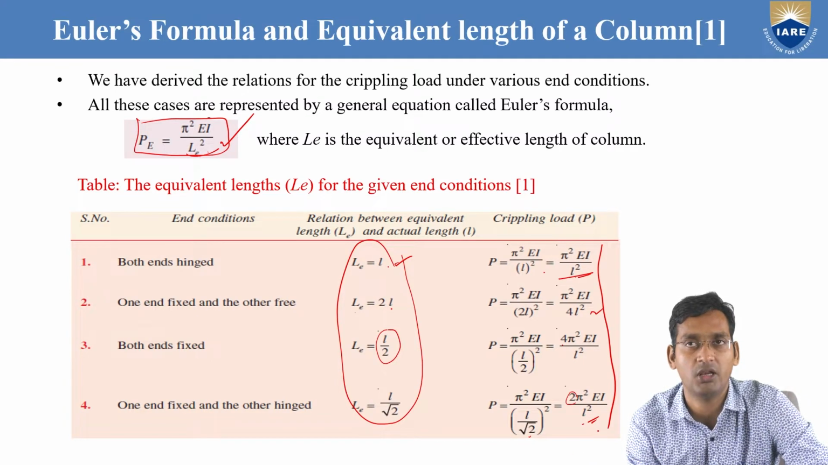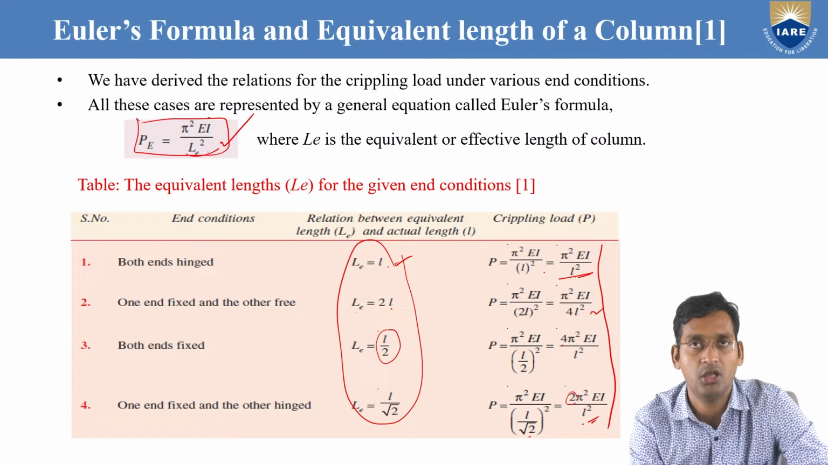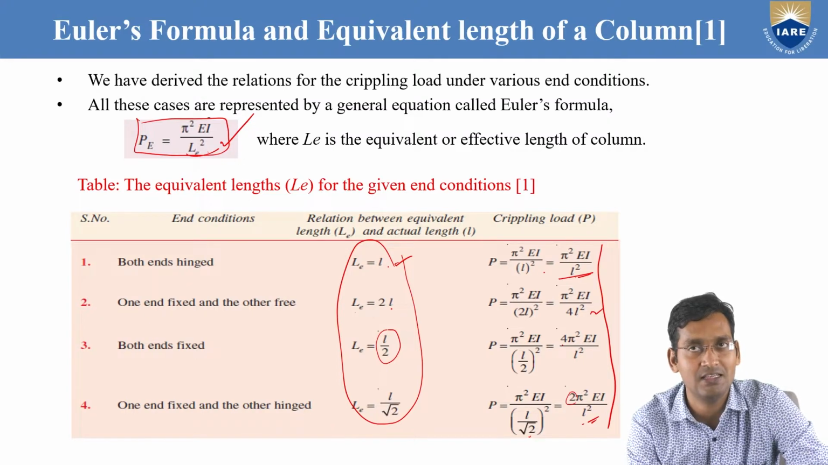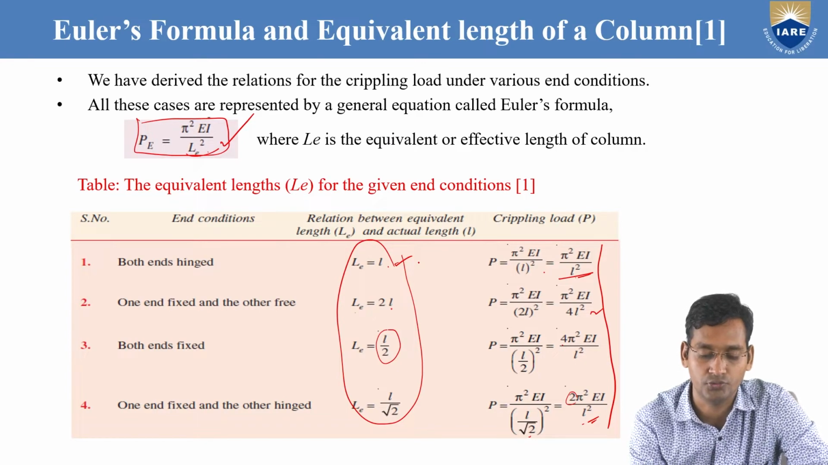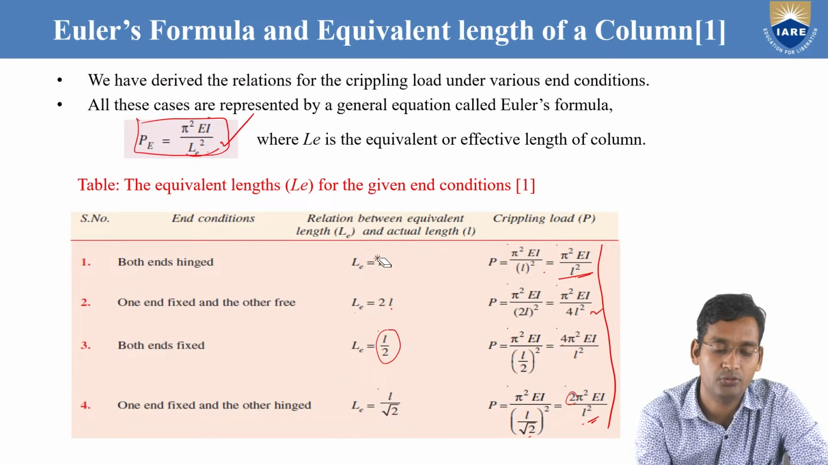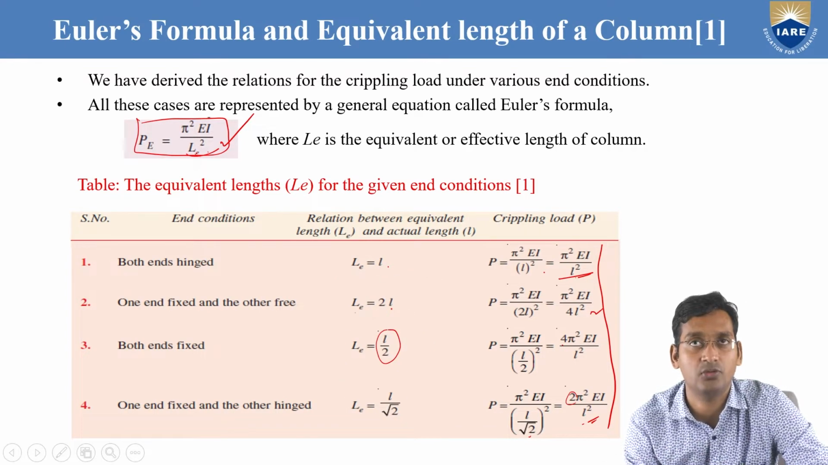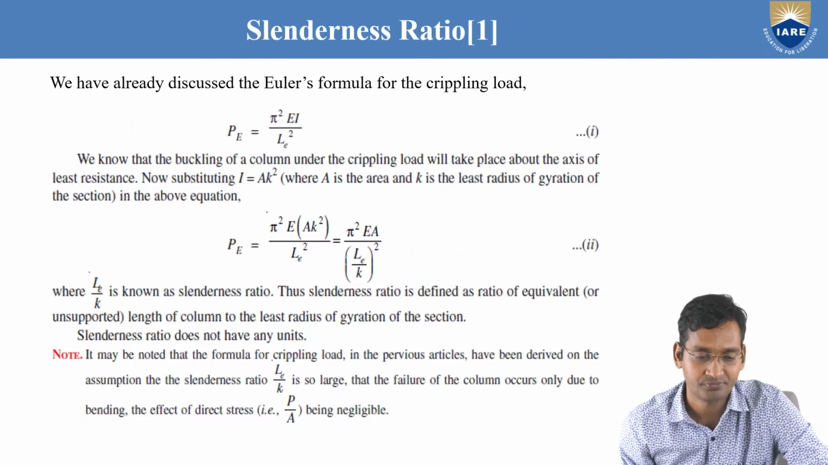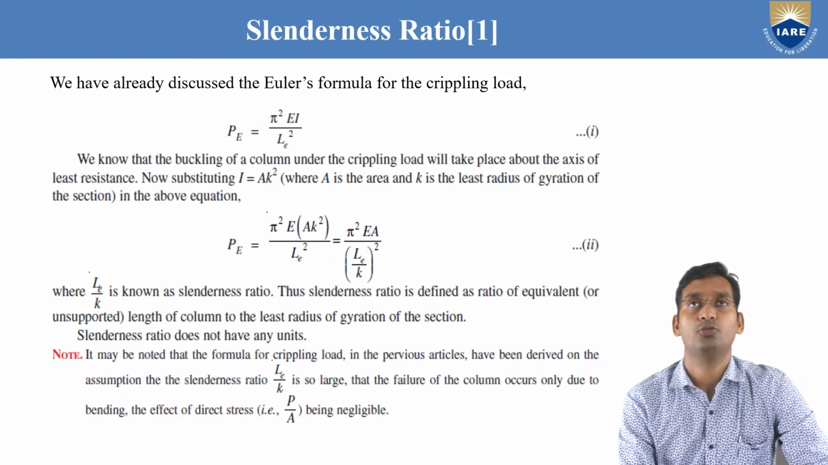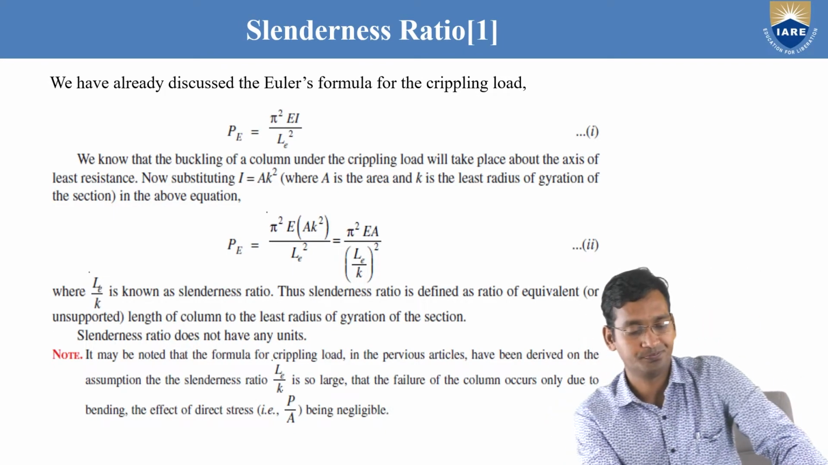Just substitute the equivalent length. You have to remember: for both ends hinged, LE equals L; for one end fixed and the other free, LE equals 2L; for both ends fixed, LE equals L by 2; for one end fixed and the other hinged, LE equals L by root 2. Once you remember this, directly you can put it in Euler's P and get the values for all the end conditions. Okay, now come to slenderness ratio.